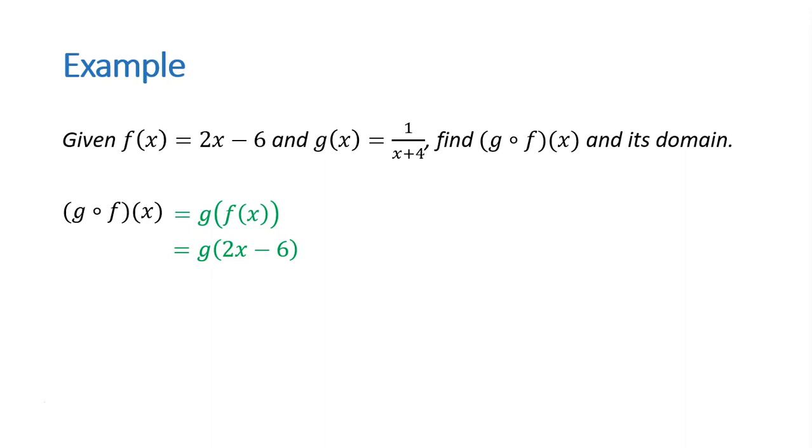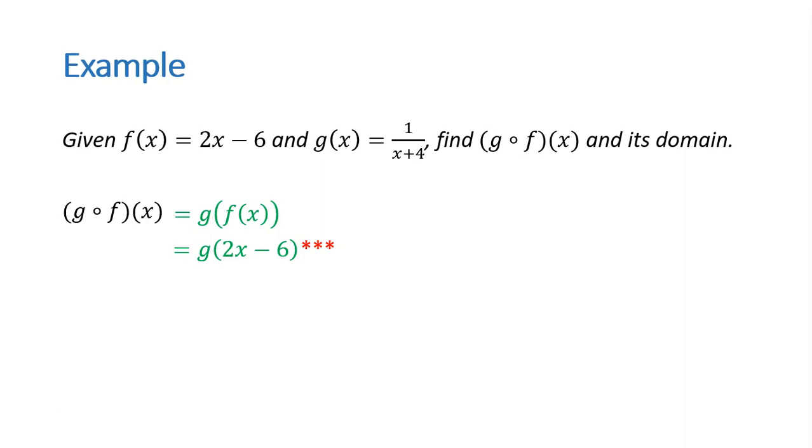So g of x says take our input, add 4, and then take the reciprocal of that, so 1 over whatever that is. So again, this is a situation where I need to immediately consider domain. As soon as I plug in anything in place of a function, I have to make sure what I'm plugging in is defined. So this is our first point where we consider our domain issue.